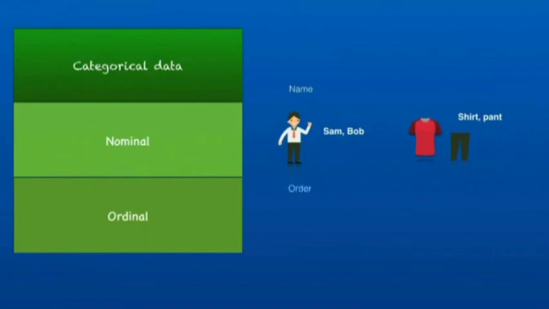Ordinal data. If a category follows an order, it is ordinal data. Shirt can have 3 sizes: small, medium, and large. It is not numeric, it is categorical. And it has an order: small, medium, and large. It cannot be small, large, and medium. That is, the order is important here. This is called ordinal data.